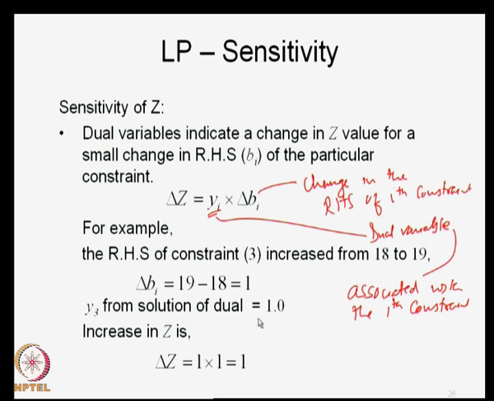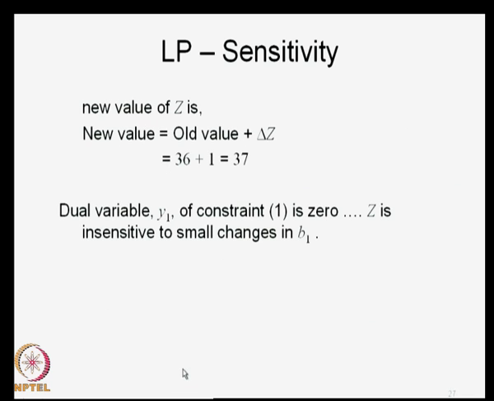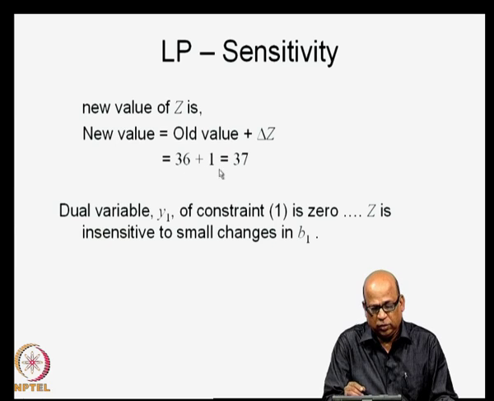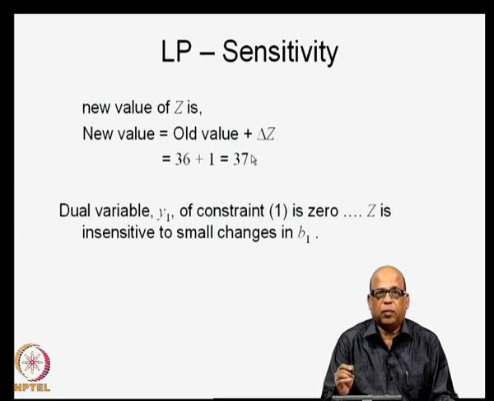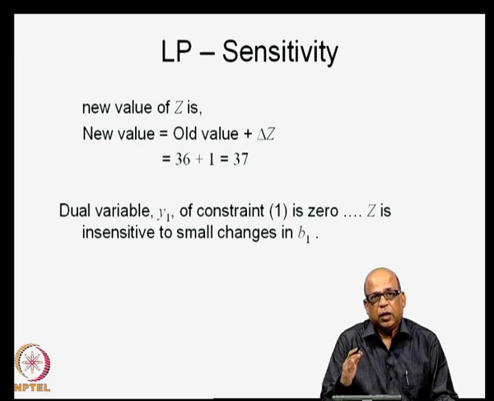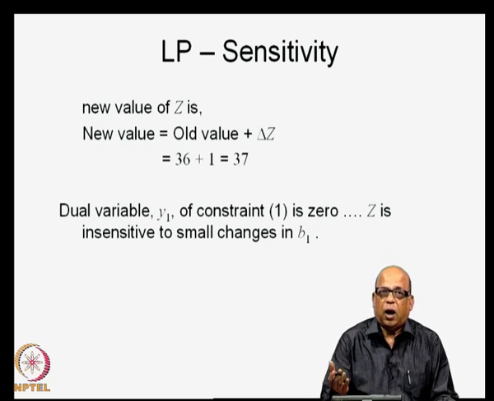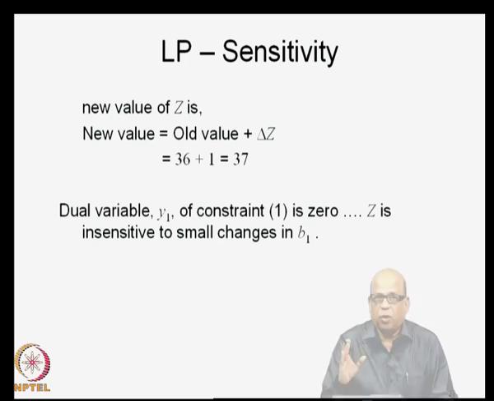So, I will use that, and the increase in z therefore will be delta z is equal to, this is y_i and this is delta b_i, therefore, delta z will be equal to 1, which means what? My new value of the objective function will be the original value of the objective function, which was 36, the optimal value, plus delta z, which is 1, and therefore, you will get 37. This means that if I increase the right hand side of the third constraint by 1 unit, I will get an enhanced value of the objective function of 1 unit.